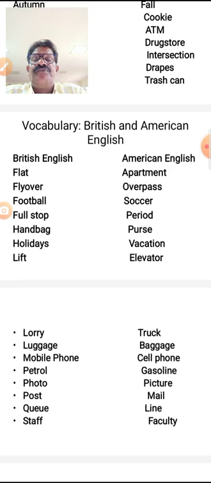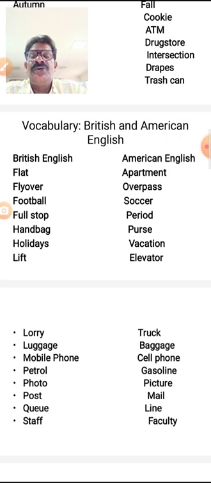And then flat. We mostly use this word, but in American English, it is called apartment. And flyover is a very common word in our day-to-day life nowadays. In British English it is called flyover. In American English it is called overpass. Right? And in British English, football. In American English, it is called soccer.